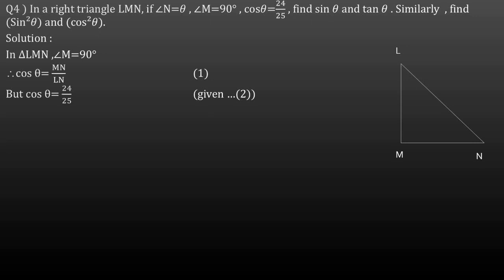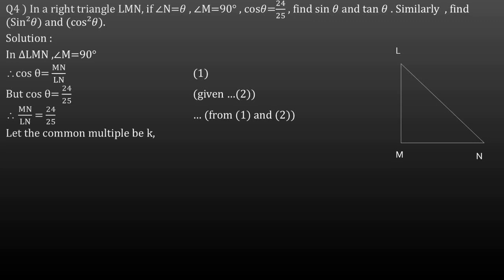Okay, so let it be equation 2. From equation 1 and 2, when we compare, we get the ratio of cos theta as Mn upon Ln is equal to 24 upon 25. Now we are going to find the remaining side of this right angle triangle. Let the common multiple be k. So Mn is equal to 24k and Ln is equal to 25k.